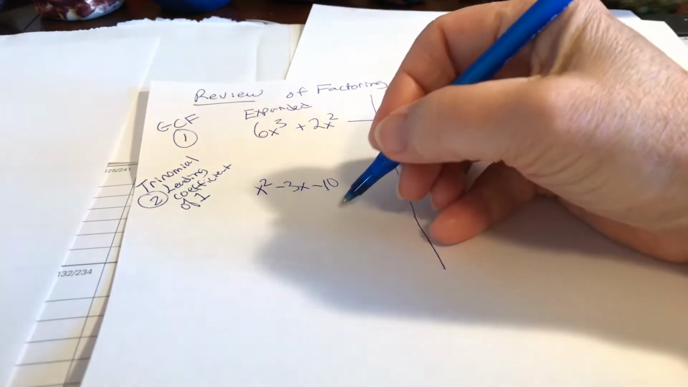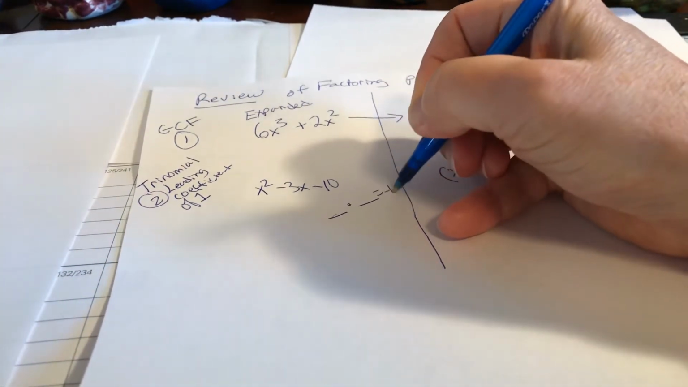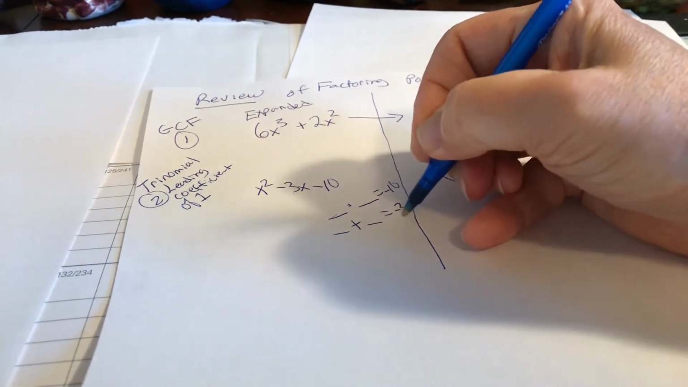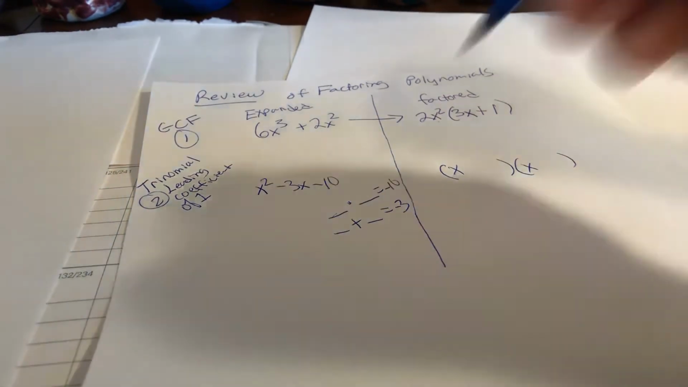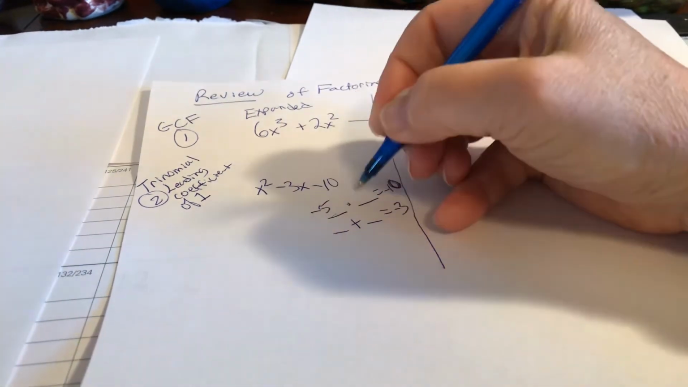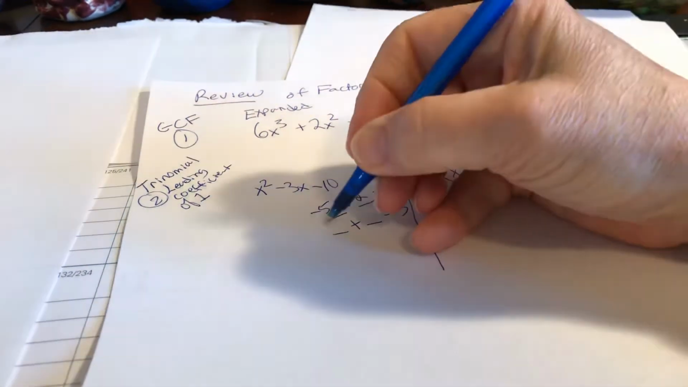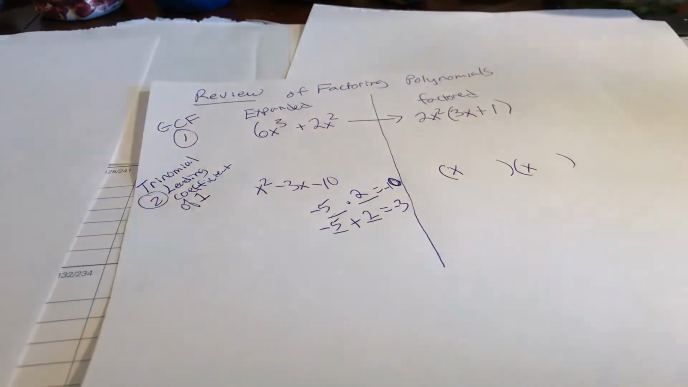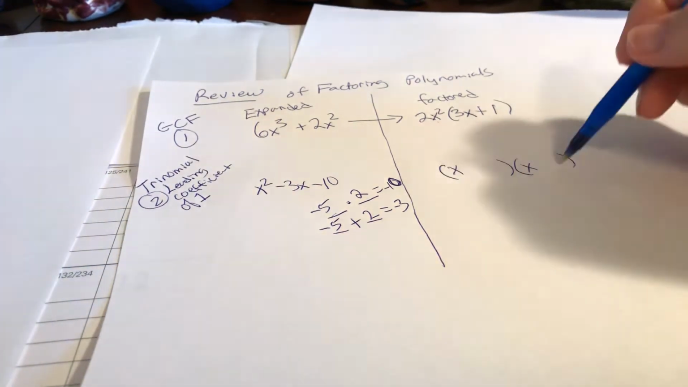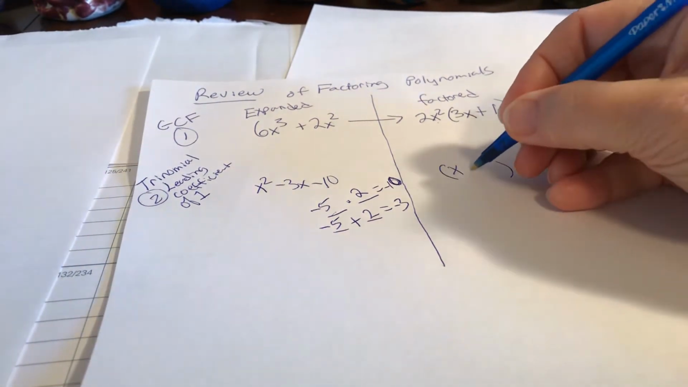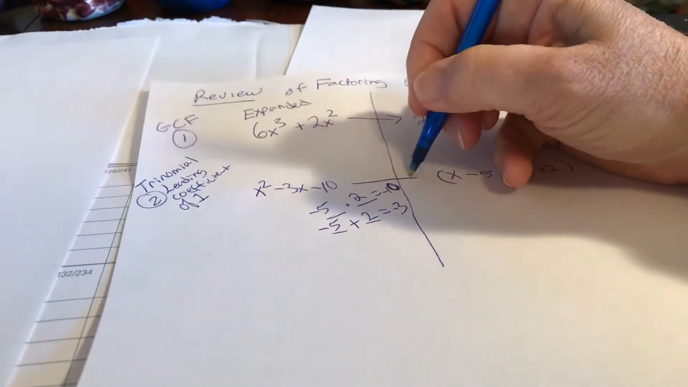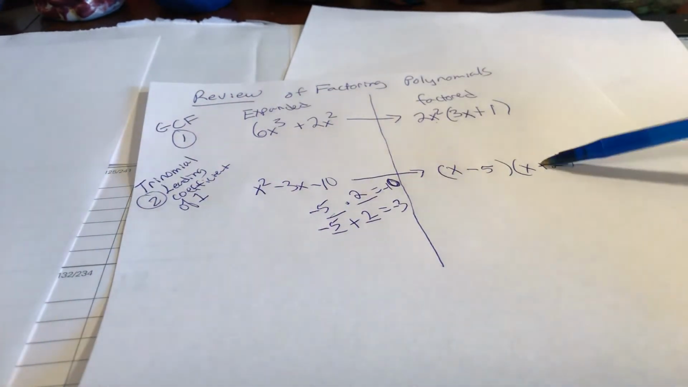Then you find your 2 numbers, blank times blank equals negative 10, blank plus blank equals negative 3. Okay, so your 2 numbers should be negative 5 and 2. When you multiply them, you get negative 10, and if you add them, you get negative 3. It doesn't matter which one you put in which position on this side. Okay, but this is the factored form of this.